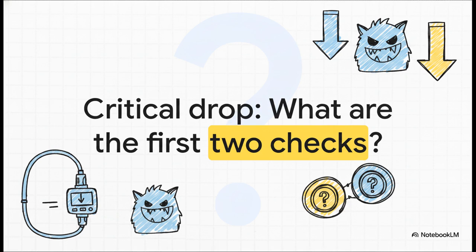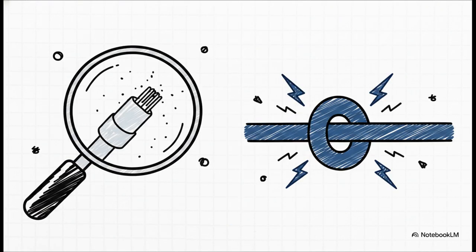Take a second. Think about those 2 villains we talked about earlier. Did you guess it? Yep, the correct answers are right here. Number 1, check for microscopic dust inside the optical connectors. And number 2, check for a sharp pinch or macro bend somewhere along that cable. Those should always be your immediate prime suspects when you're dealing with severe signal loss in the last mile.